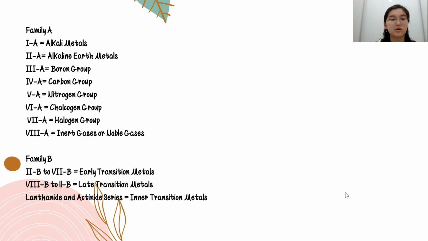This is the name of the family A. 1A is alkali metals, 2A is alkaline earth metals, 3A is boron group, 4A is carbon group, 5A is nitrogen group, 6A is chalcogen group, 7A is halogen group, then 8A is inert gases or noble gases. Then the family B, 2B to 7B is early transition metals. The 8B to 2B is late transition metals. The lanthanide series and actinide series is the inner transition metals.